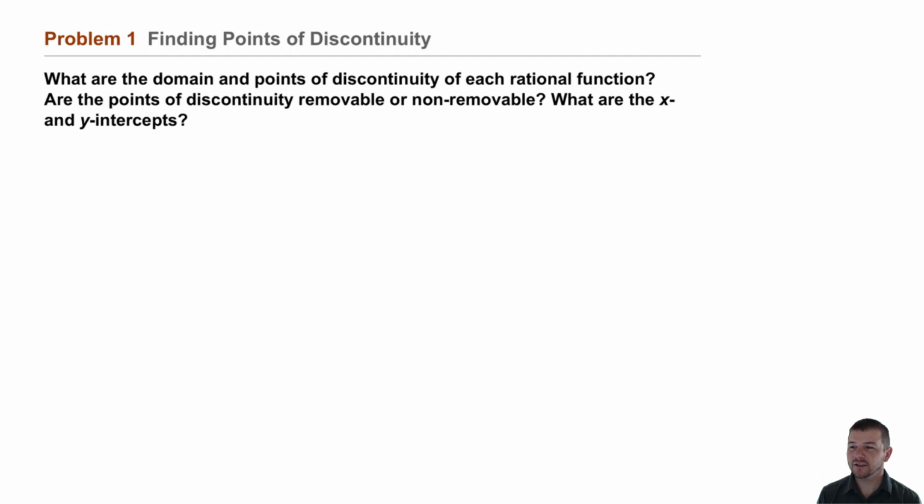Are the points of discontinuity removable or non-removable? What are the x and y intercepts? Part A. y equals x plus 3 over x squared minus 4x plus 3.